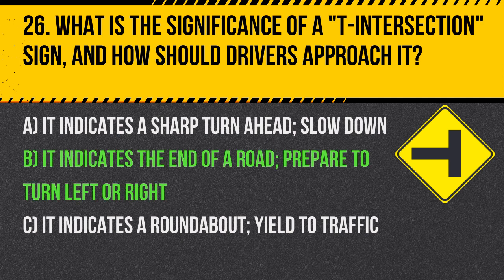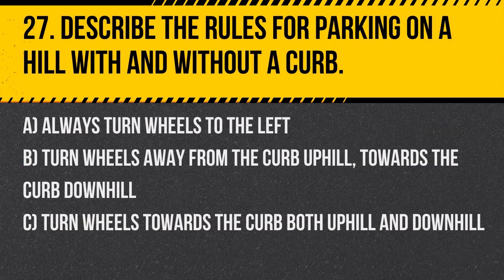Answer. B. It indicates the end of a road. Prepare to turn left or right. Drivers must yield to traffic on the through road. Question 27. Describe the rules for parking on a hill with and without a curb.